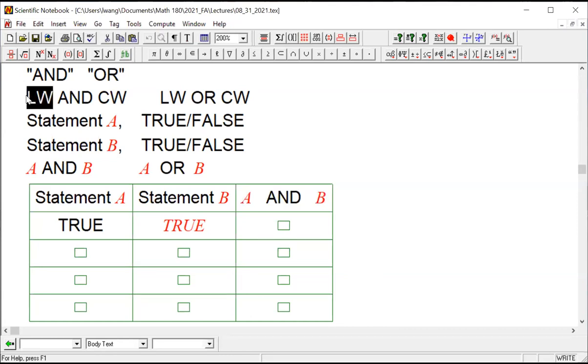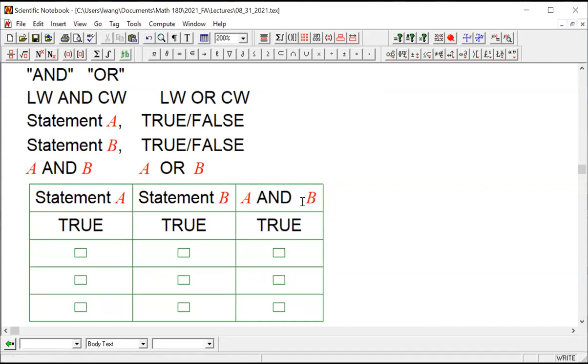I want to sell the car, and my husband says, sure, let's sell it. So A and B, right? So in the case of statement, if this statement is true, I'm true, he's true. So true and true is what? True. You agree, the car is sold. Yes? You guys follow me? Yes.